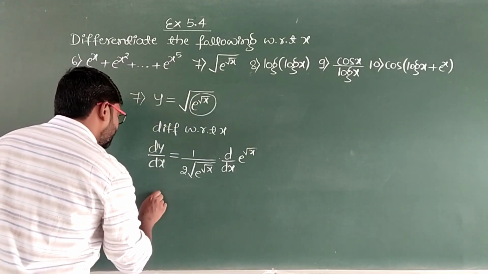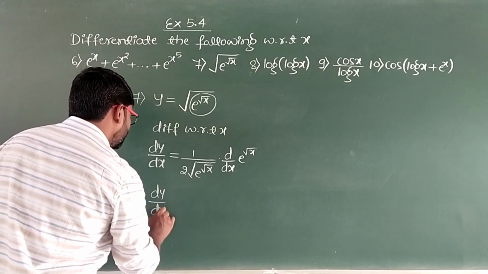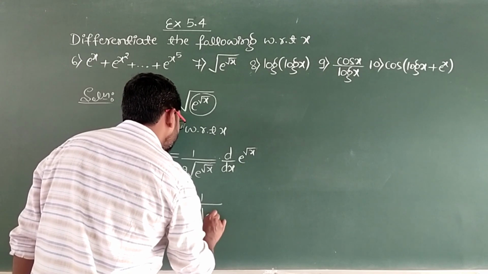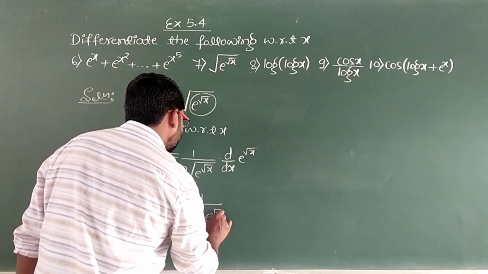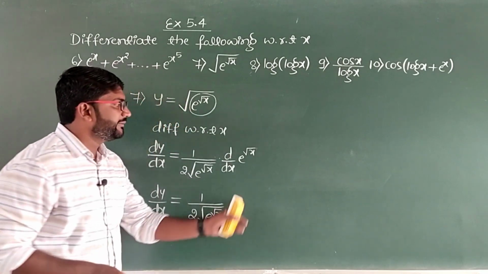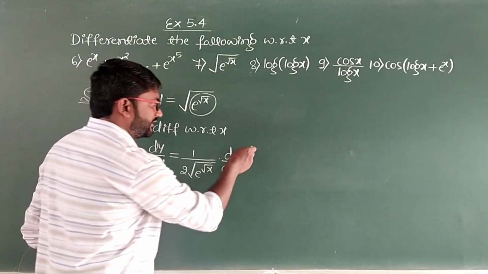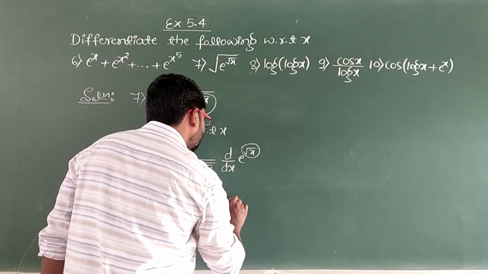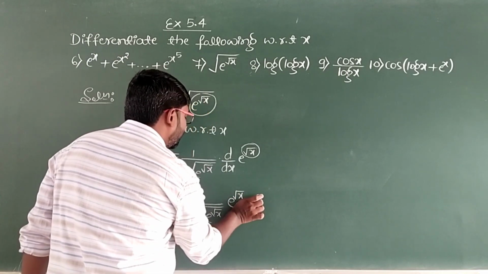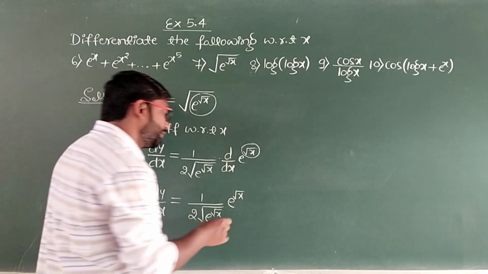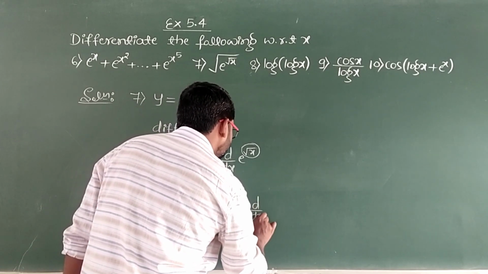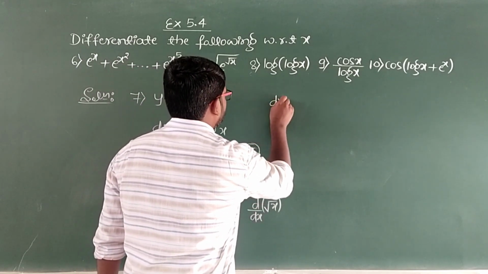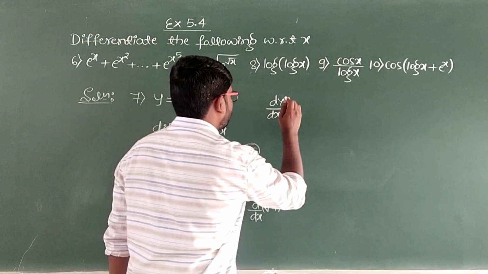Now in the next step, dy by dx which is equals to, I will be writing this as it is, 1 divided by 2 times square root of e raised to root x. Now for the derivative of e to the power root x, consider root x as x. Now it is in the form of e power x, the derivative of e power x will be e power x, I will be writing root x as it is. Then take the derivative of this function once again, into d by dx of root x.